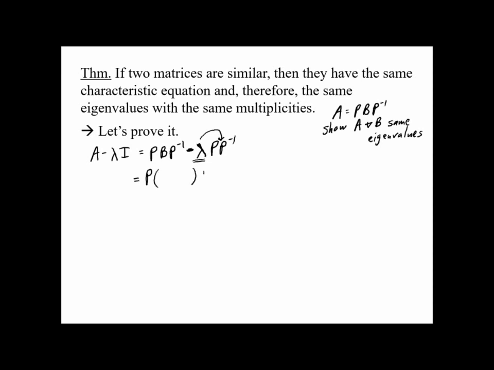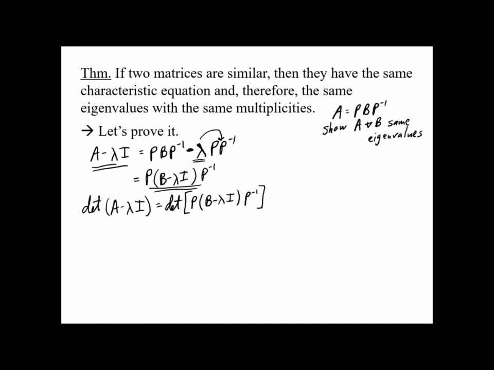So I'm going to factor a P out of the left side and a P inverse out of the right side. And then what I'm left with is B minus, well, again, I can't just say B minus lambda, it's B minus lambda I. Now, when I take the determinant of A minus lambda I, this is equal to the determinant of P times B minus lambda I times P inverse, because we showed that this product is exactly equal to A minus lambda I.